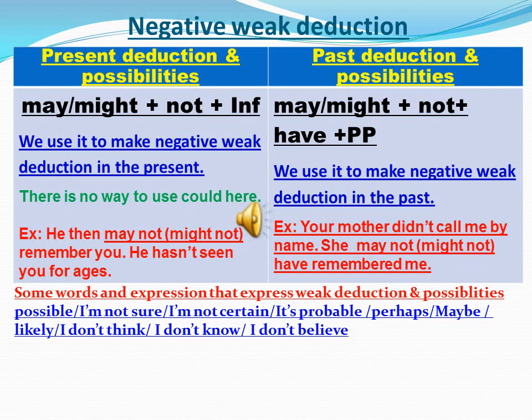We can use these words and expressions to express possibilities: possible, I am not sure, I am not certain, it's possible, perhaps, maybe, likely, I don't think, I don't know, I don't believe. We can use may, might, or could for specific possibilities, but we can use can for general possibilities, for many people, in many places, and many times. In this example, it can take 2 hours to get to the airport in the traffic. This is not specific for one person, but we can use it for many people.